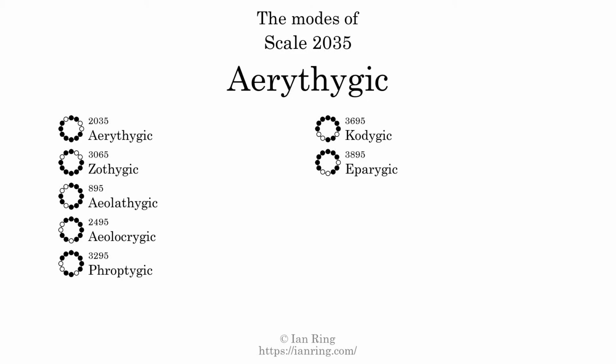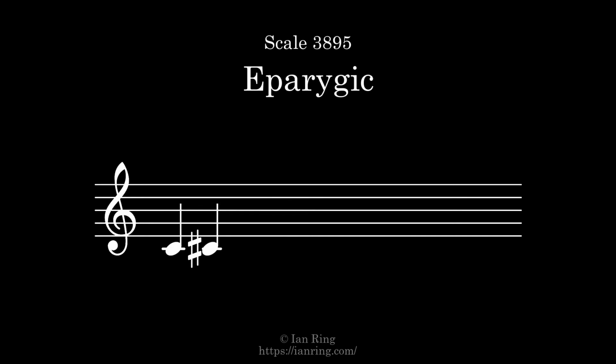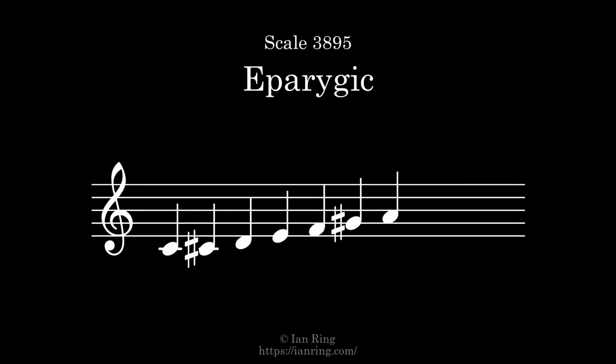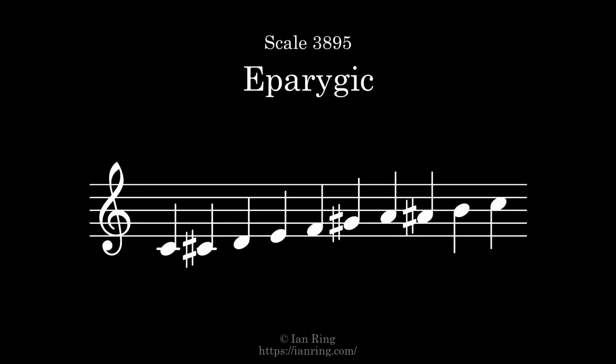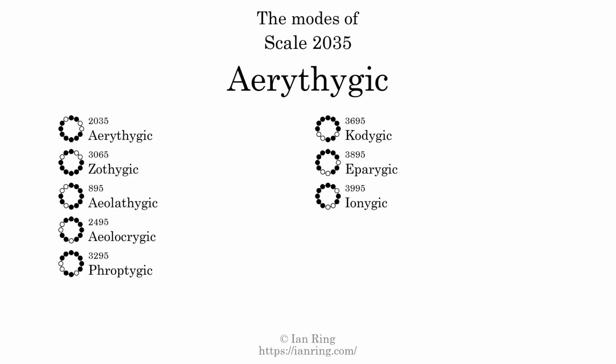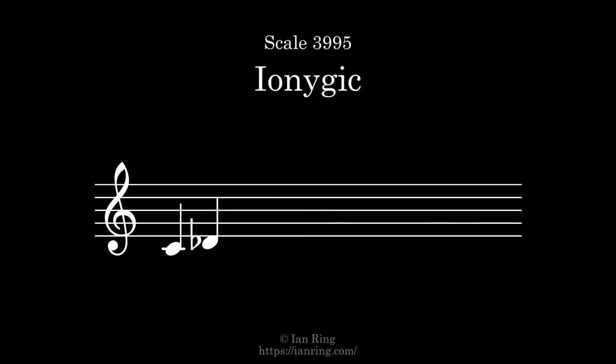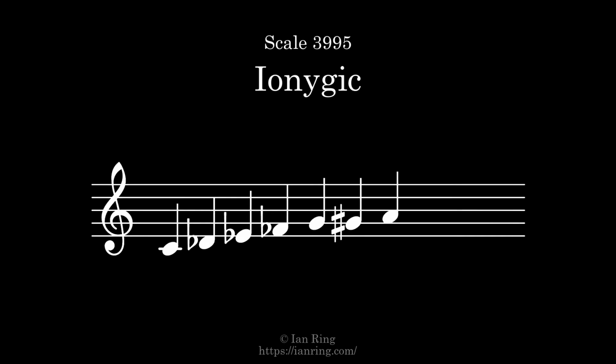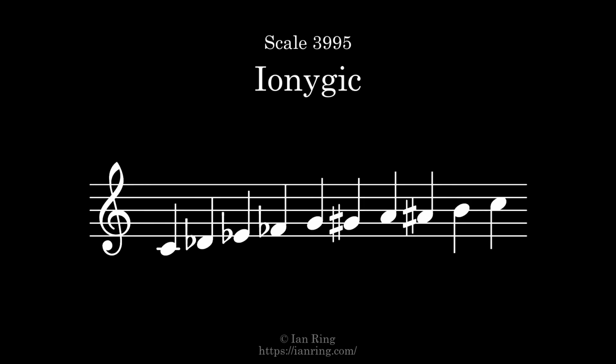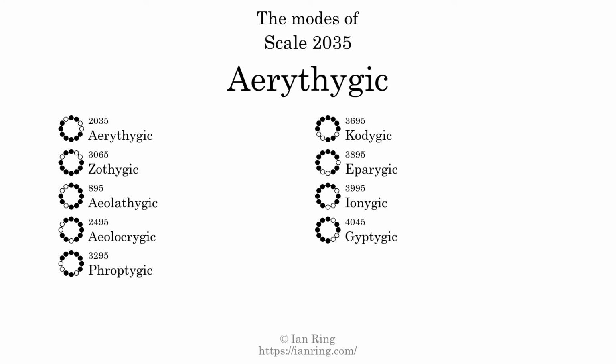The seventh mode is scale 3895, also known as Aerythygic. It sounds like this. The eighth mode is scale 3995, also known as Aerythygic. It sounds like this. The ninth and last mode is scale 4045, also known as Aerythygic. It sounds like this.